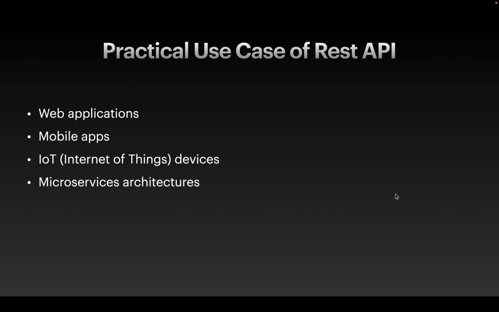What are the practical uses of the REST API? Of course, all web applications need to talk to the server. A web application or mobile app will talk to the server over the internet. IoT devices that work in a particular domain send data and connect to the server, so that is also a use case. And microservices architecture, where different functionalities talk to each other via APIs.